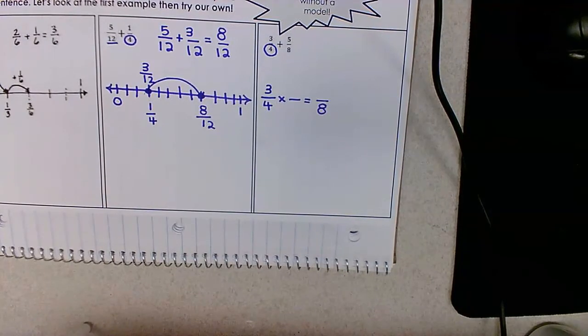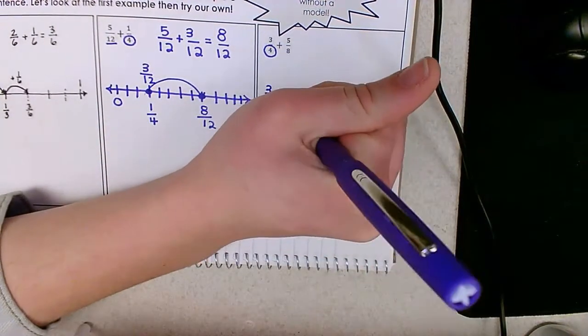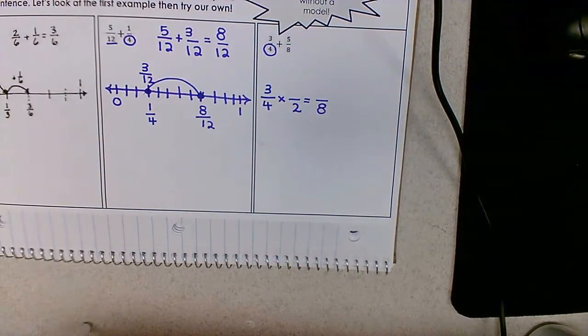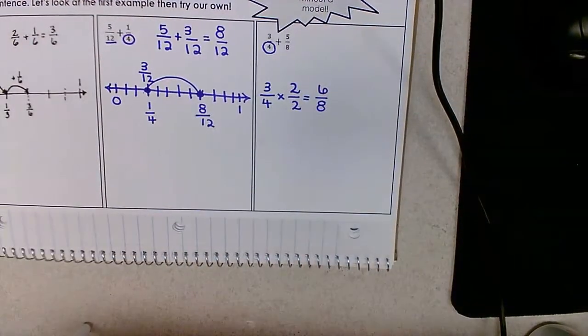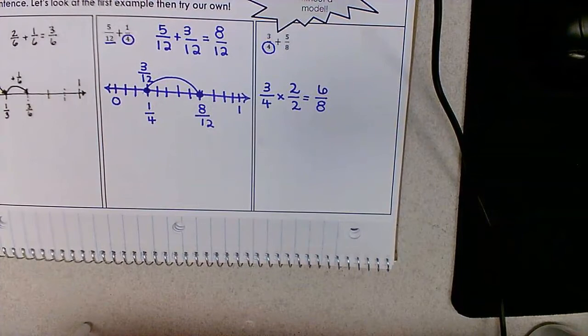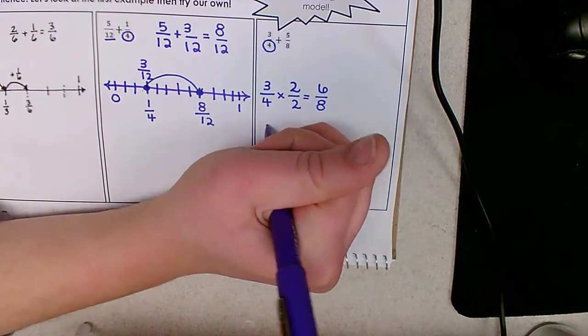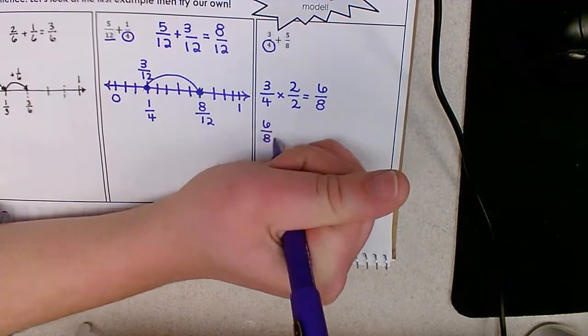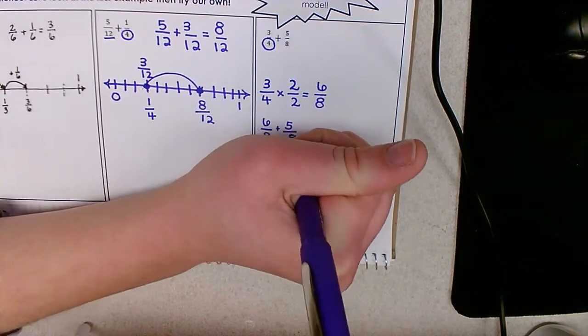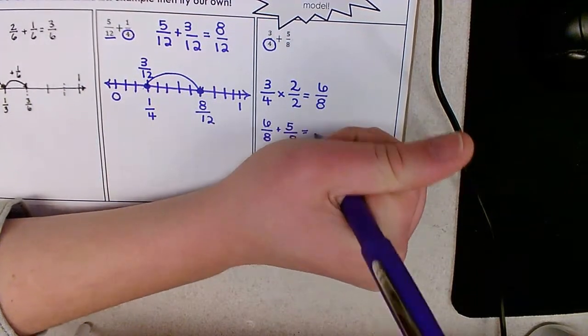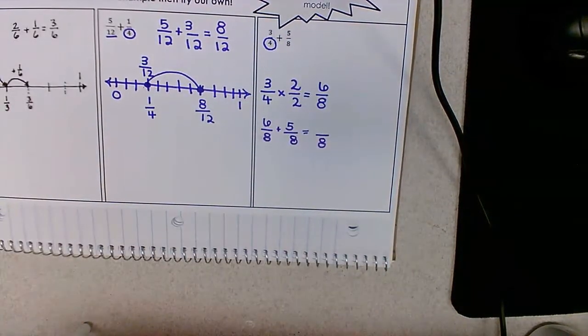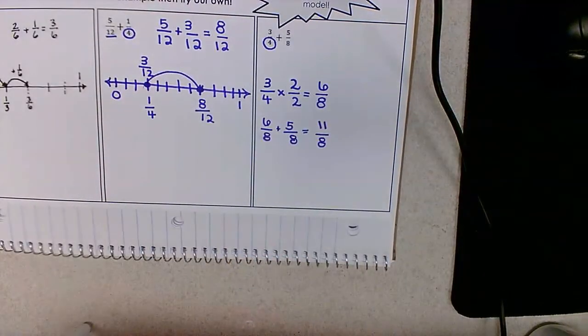What's that missing factor going to be? What do I have to multiply by 4 to make 8? 2. Whatever I do to my denominator, I'll do to my numerator as well. So I'll also multiply my top number. 3 times 2 equals 6. So my new fraction is 6/8. Let's add that to our 5/8. 6/8 plus 5/8 equals, we'll keep the same unit of eighths, we just need to add 6 plus 5. 6 plus 5 equals 11.